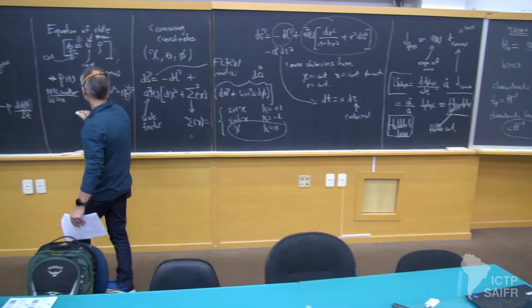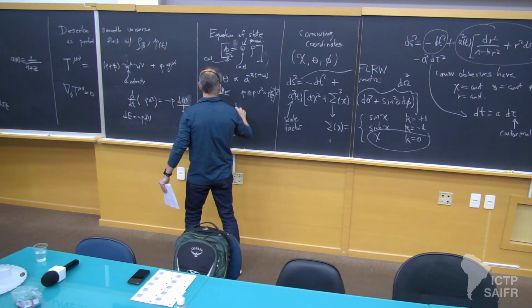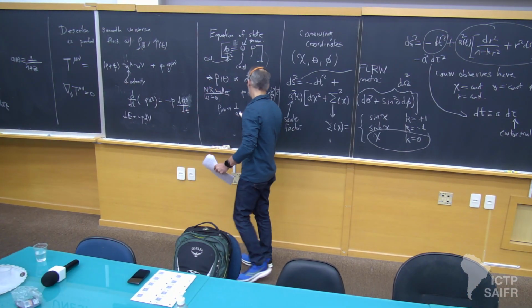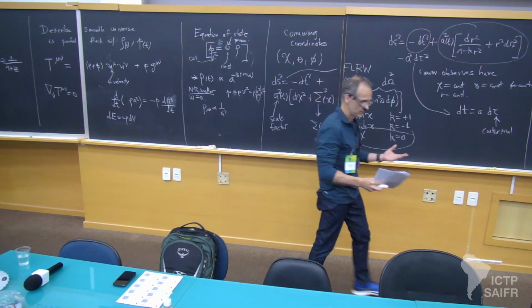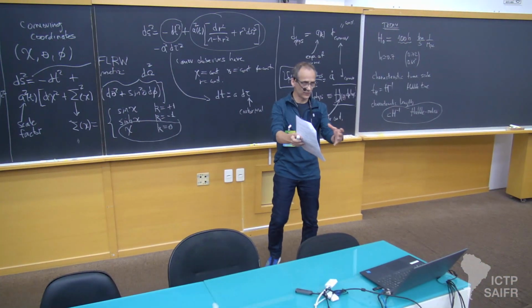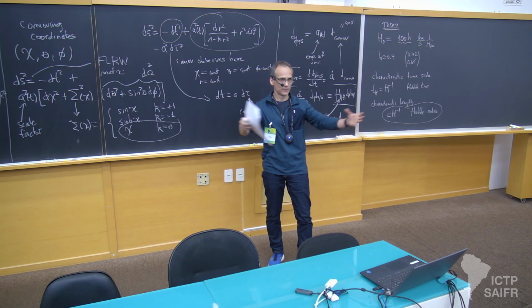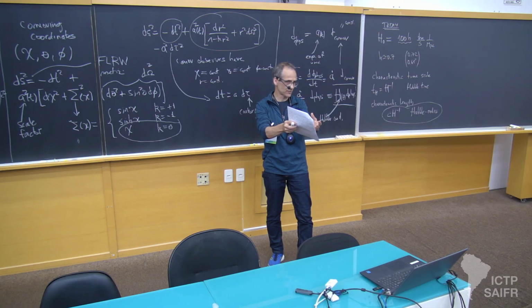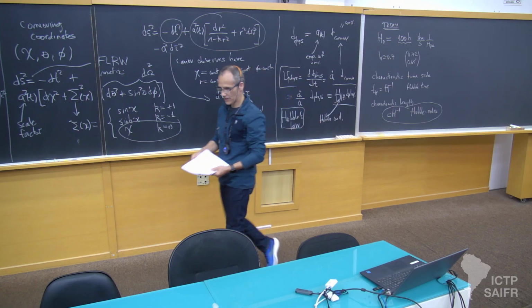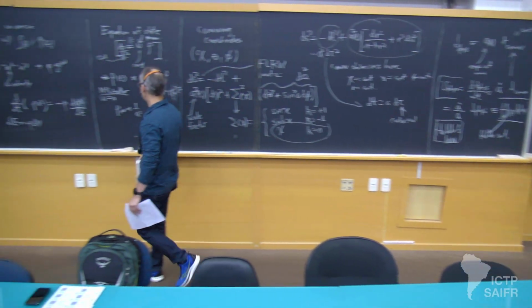So in that case, rho matter dilutes as 1 over a cubed, and this should be intuitively obvious. If you have matter which is non-relativistic, then as the universe expands, it dilutes as 1 over the volume, okay? And the amount of energy you have is just the rest mass of the particles. And so the energy density goes as 1 over a cubed.